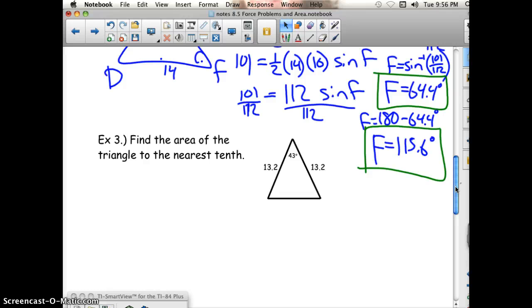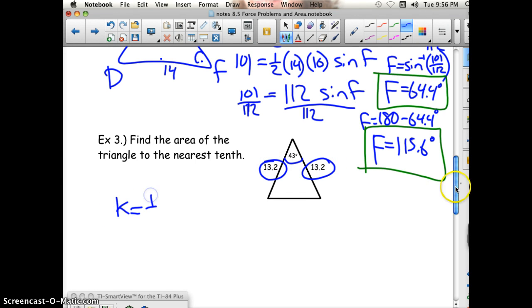So now I need to find the area of the triangle to the nearest tenth. Oh, that's pretty easy, isn't it? I've got two sides and the angle between them. So it's K equals 1/2 AB sine C.